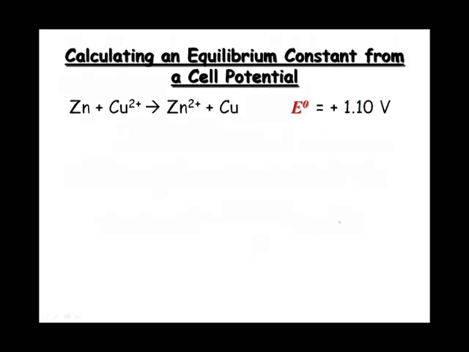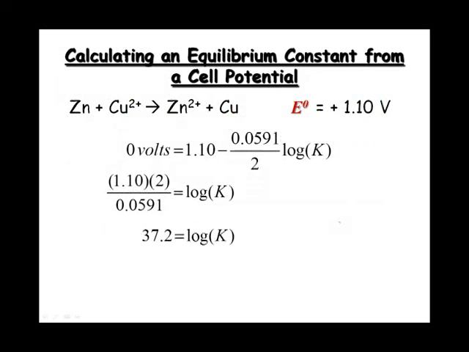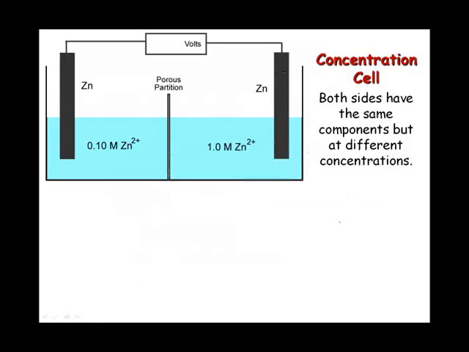Let's take a look at a sample problem. I have zinc and copper. I plug the numbers into the equation, and I solve for K, and I get a K. That's huge, right? But that's how it works. It's right in the packet. You can follow along.